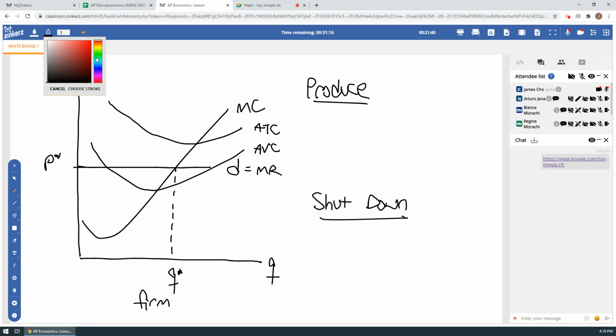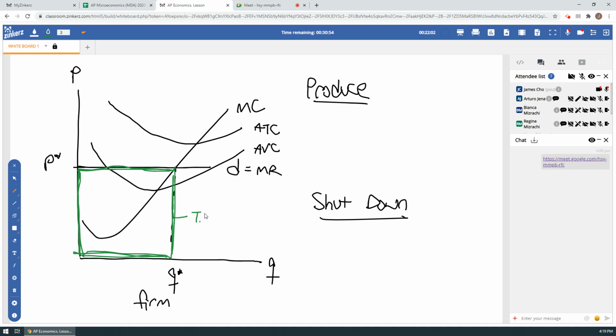So again, if I produce, the benefit is I'm going to be earning some money. How much money? Well, it's just the P times Q that I'm used to. The area of this green box here is going to be total revenue. How do I know that? What's the equation for total revenue? P times Q.